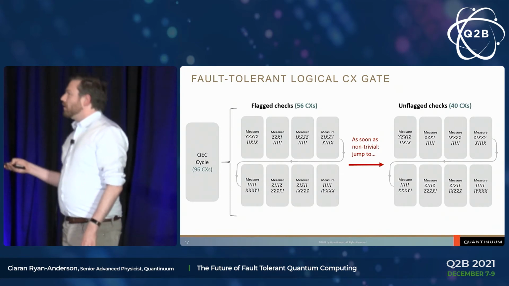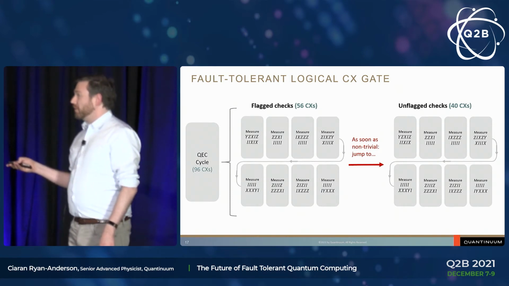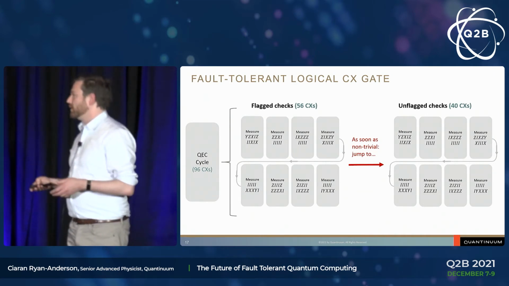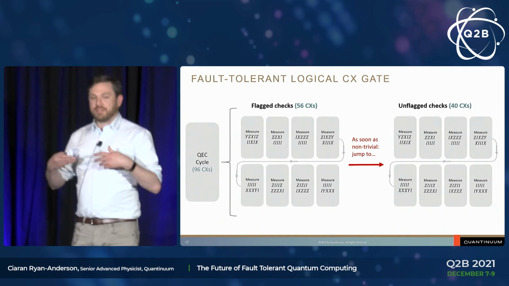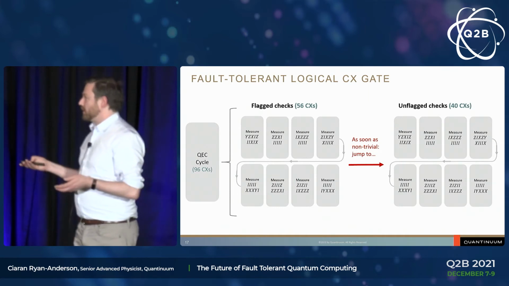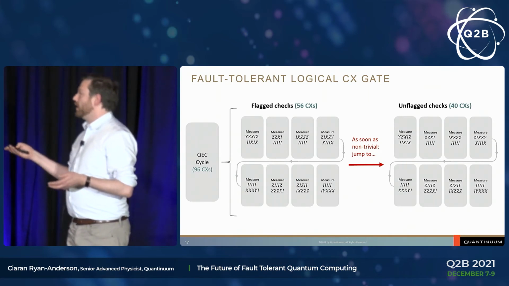So to do this fault tolerantly, we utilize what's called flagging. So we use flag checks. I'm not going to go into that because I don't have enough time, but if you're interested, please see me and I'll be happy to explain it. So we use both flagging and unflagging.